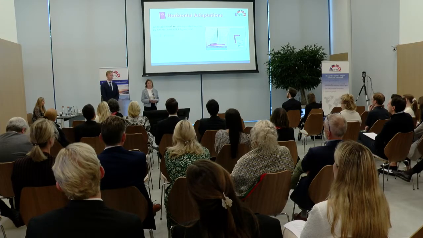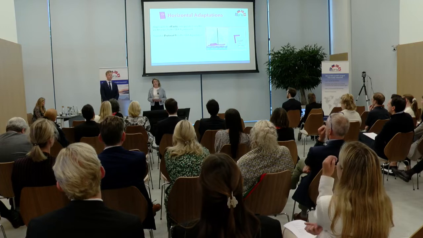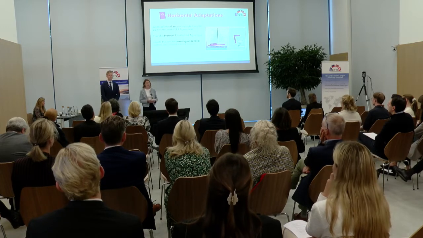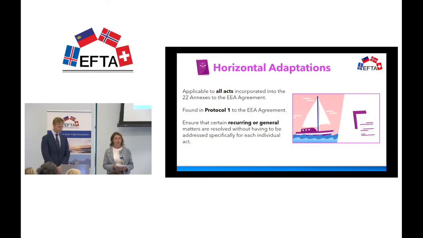Now, these are extremely important in practice. They are found in Protocol 1 to the EEA agreement, and what's important with them is that they are applicable to all acts that are incorporated into all of the 22 annexes to the EEA agreement. And what the horizontal adaptations do is that they ensure that certain recurring or general matters are resolved without having to be addressed specifically for each individual act. So as an example, Protocol 1 has a provision about where an EU legal act mentions EU nationals, for instance, giving certain rights and obligations to EU nationals. Protocol 1 to the EEA agreement provides that those rights also apply to nationals of the EEA EFTA states.